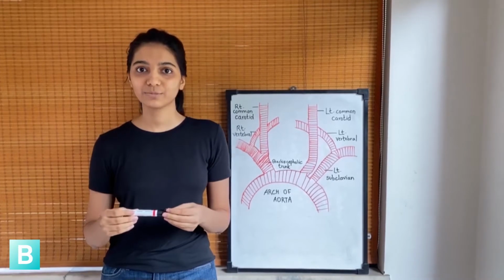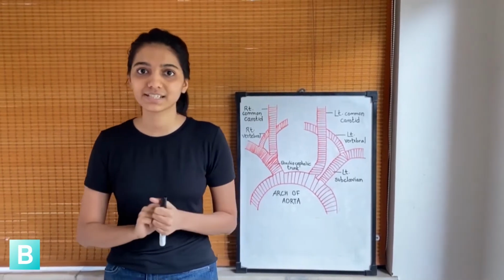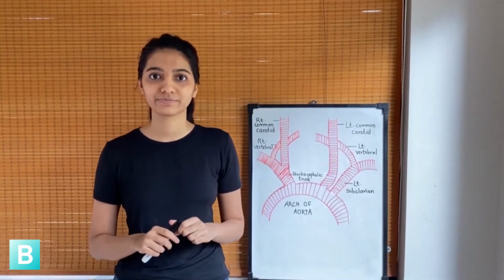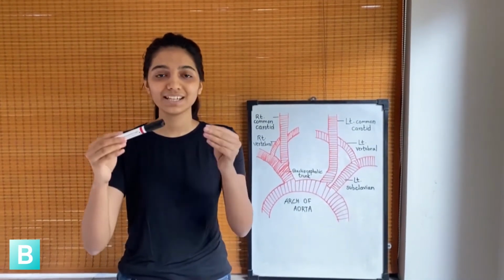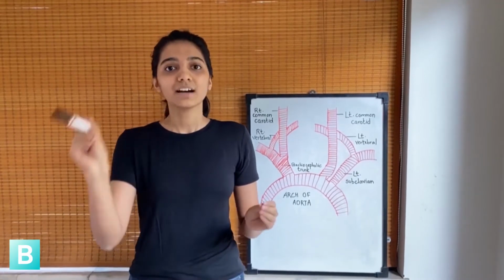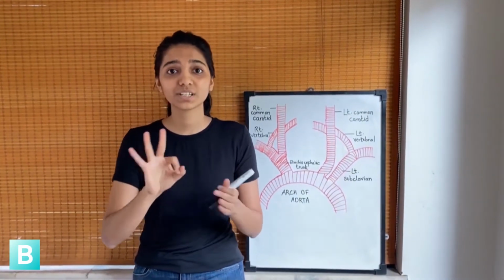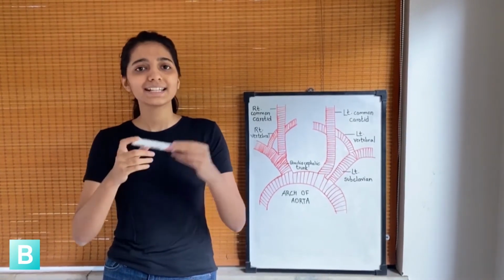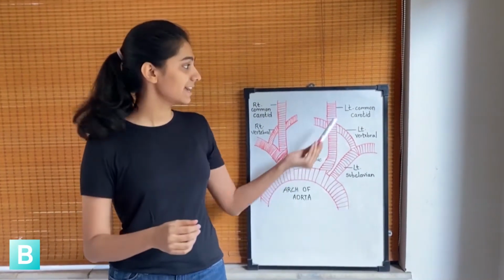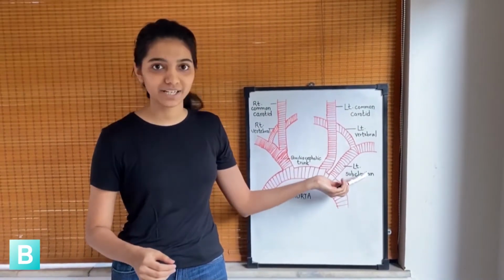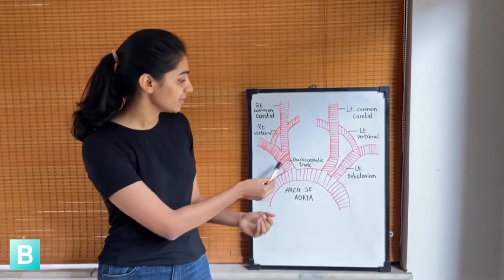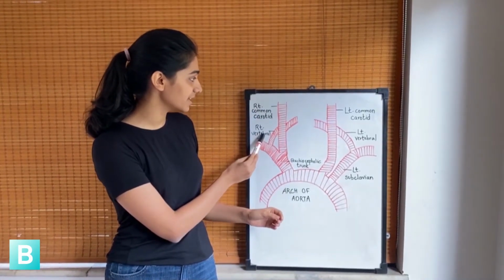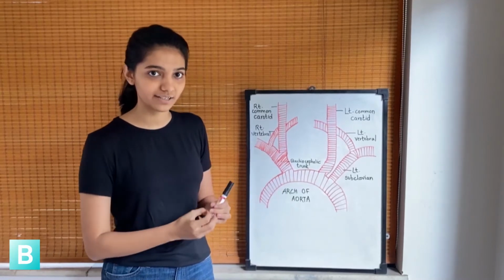The blood supply of the brain is given by two major arterial systems, the carotid system and the vertebro-basilar system. Now, let's see where these two systems arise from. The arch of aorta gives rise to three major branches. The brachiocephalic trunk on the right side and slightly towards the left side is the left common carotid and the left subclavian artery. The brachiocephalic trunk gives two branches, the right vertebral artery and the right common carotid artery.